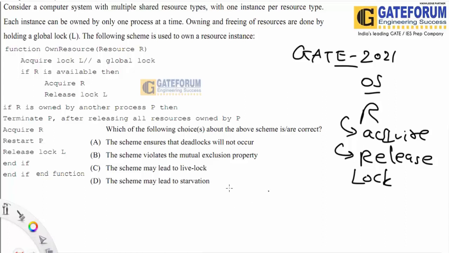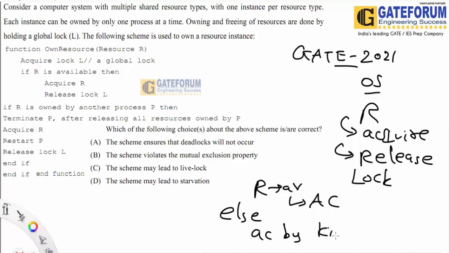So the concept is: if R is available, we directly acquire it, else we acquire it by killing P, which owns R. That is the process we are following here. Here we need to say which of the outputs of this scheme are correct. The first option: the scheme ensures that deadlock will never occur. So let's check A for the deadlock.